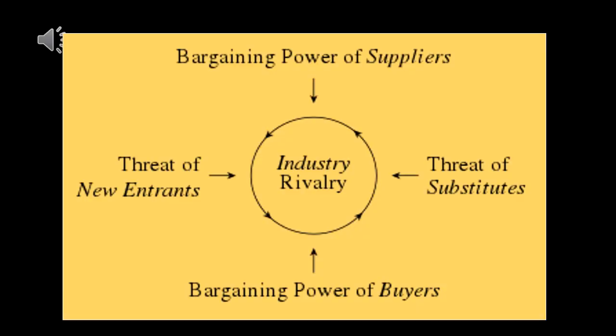The five force analysis is based on five factors. First, the bargaining power of suppliers, threat of substitutes, bargaining power of buyers, the threat of new entrants, and then the industry rivalry.